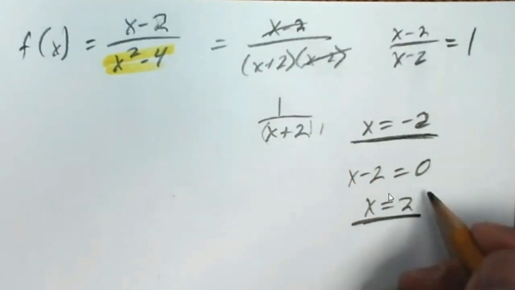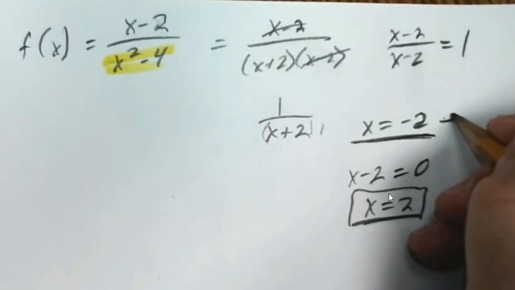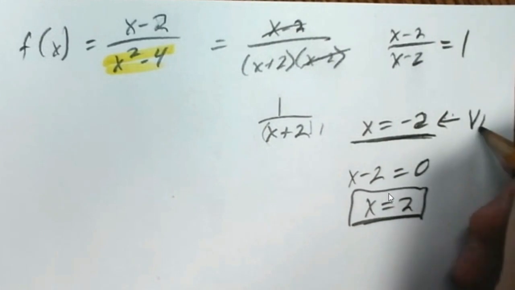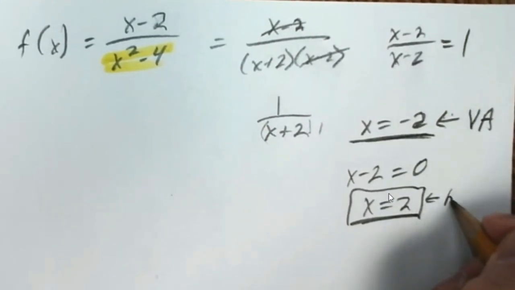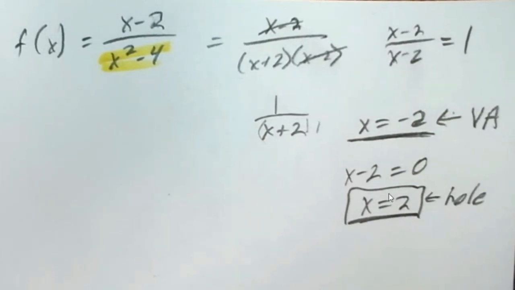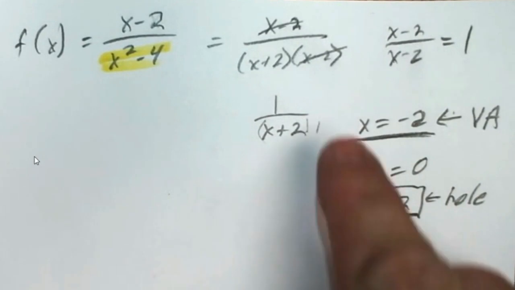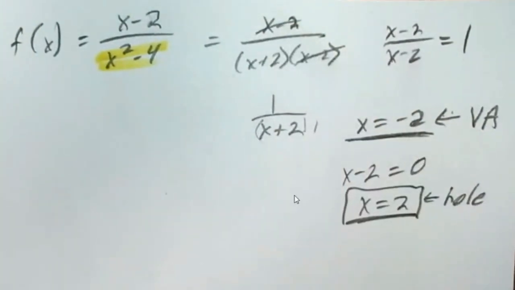But this one is not a vertical asymptote. This is a vertical asymptote. This is a hole, or like a hole. How do we know it's a hole? It's a hole because it exists on top and bottom. Now let's visually look at this as a graph so we can understand what you mean by a hole. If you don't understand what it means that there's a hole there, let's go look at this.